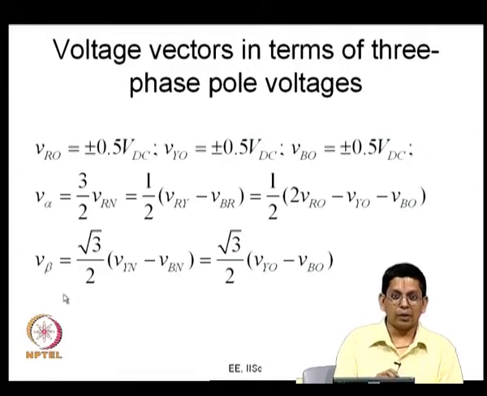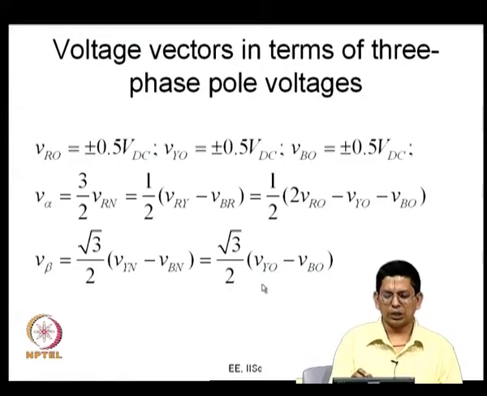Then, how about V beta? V beta is root 3 by 2 times VYN minus VBN, and VYN minus VBN is the same as VYO minus VBO. It is basically the difference between the potential at Y, the midpoint of the Y phase leg, and the midpoint of the B phase leg. You know, whether the potential is measured with respect to N or O, the difference is the same. So, it is VYO minus VBO. So, here you have V beta, this first part of the space vector transformation.